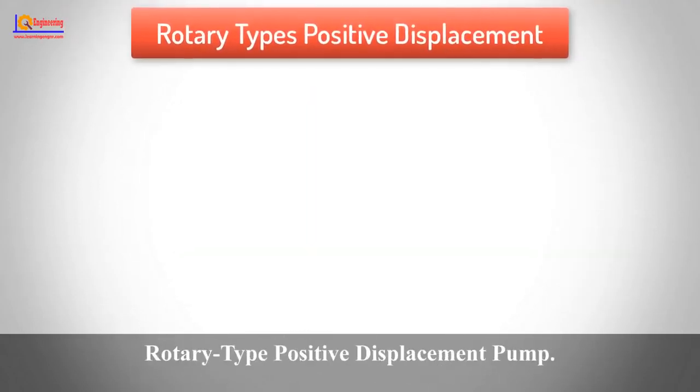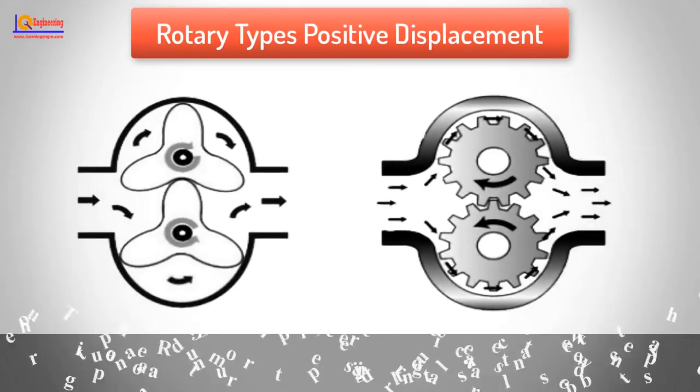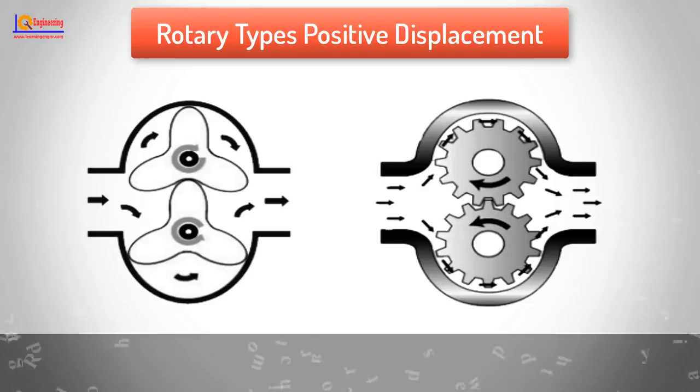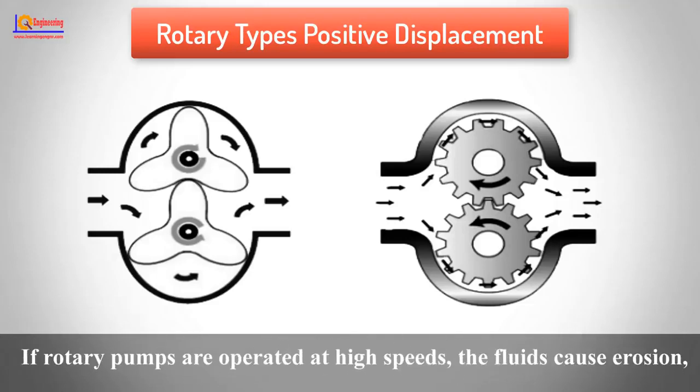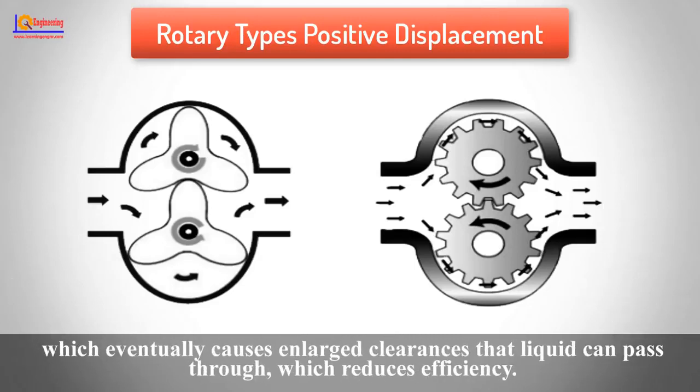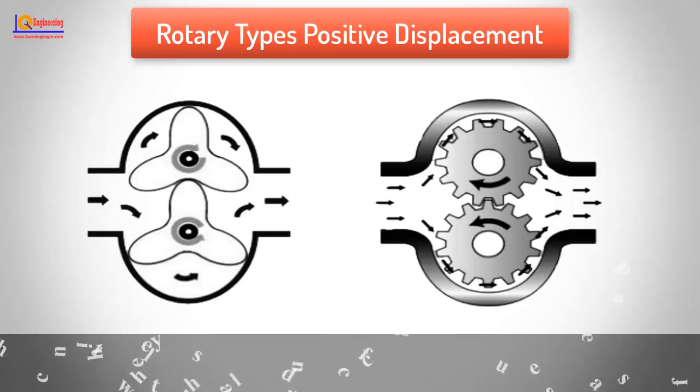Rotary type positive displacement pump. The nature of rotary pump requires very close clearances between the rotating pump and the outer edge, making it rotate at a slow, steady speed. If rotary pumps are operated at high speeds, the fluids cause erosion, which eventually causes enlarged clearances that liquid can pass through, which reduces efficiency.